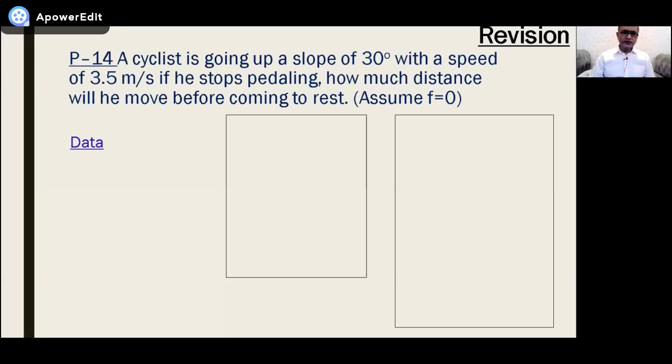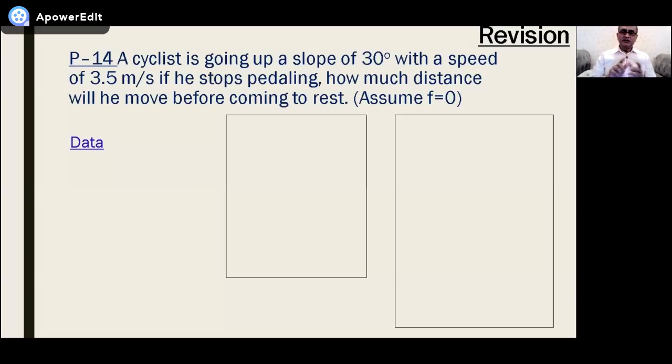In problem number 14, what is the case there? A cyclist is going up a slope. What is the angle of the slope over here? 30 degrees, right? And what is the speed of the cyclist? 3.5 meter per second. Now the cyclist stopped pedaling. Obviously the cycle would stop. So we have to find the distance that the cyclist has covered before coming to rest.